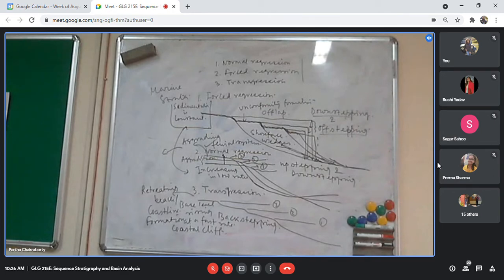And what about transgression? In transgression, the base level is rising at a faster rate, and that will cause the development of the retreating beach, retreating coastline, formation of coastal cliff. All these are basically where you are retreating the coastline at a fast rate. So this is the fundamental difference between the three.